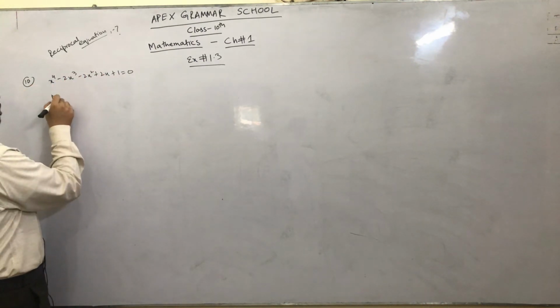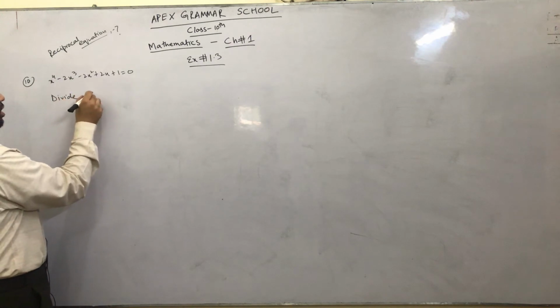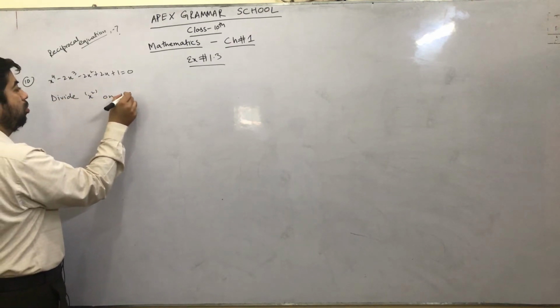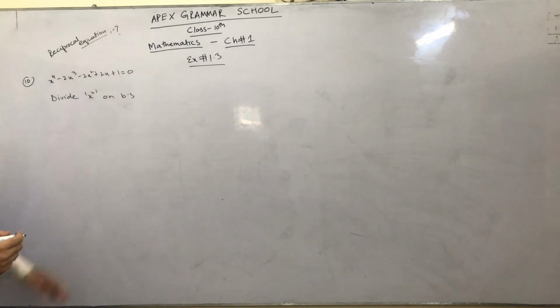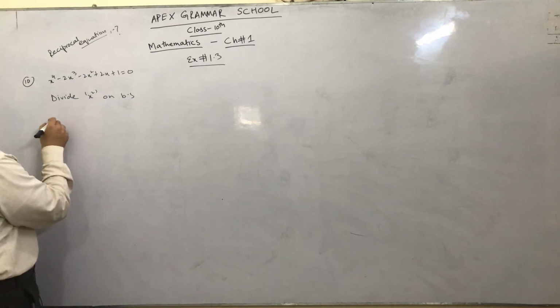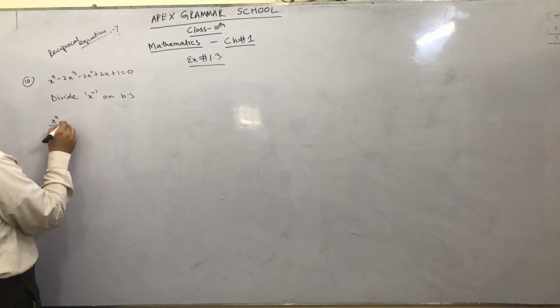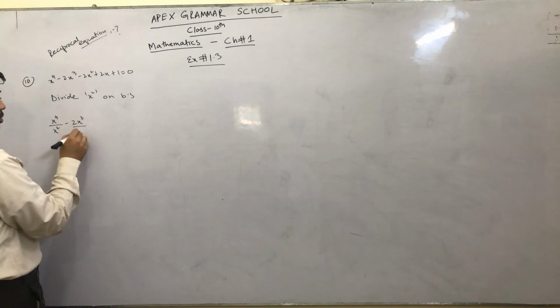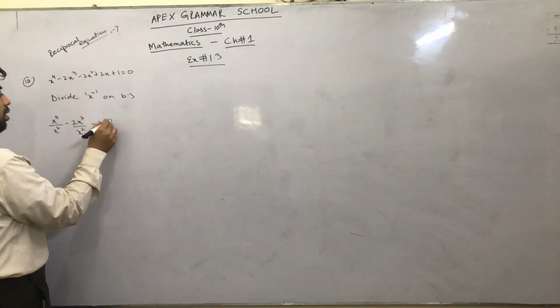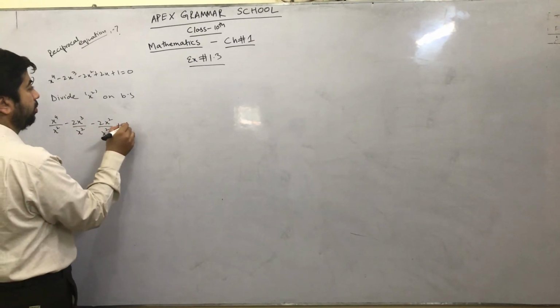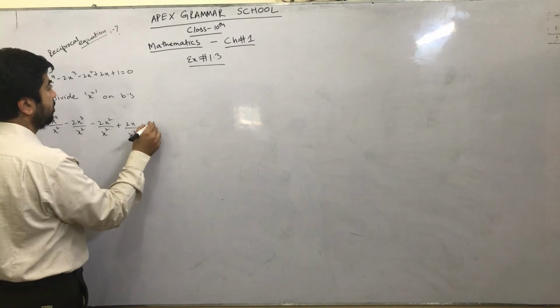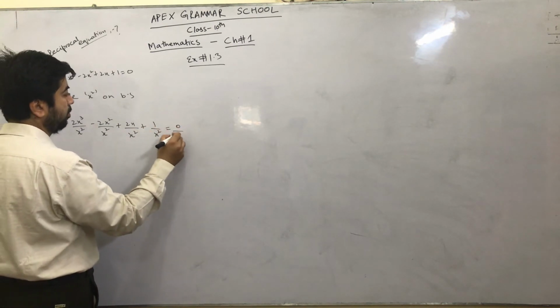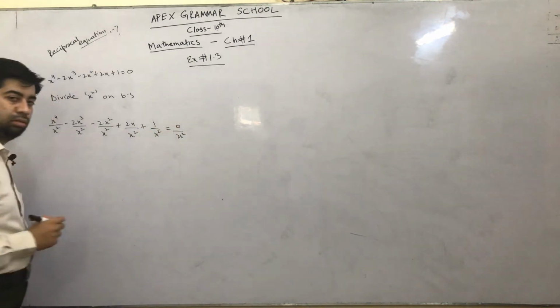Divide x square on both sides. With each and every value, we have to just divide by x raised to power 2 to make it a reciprocal equation. Now solve it.